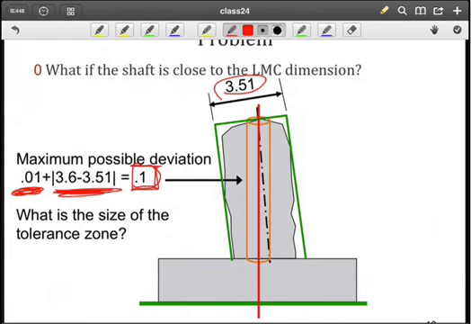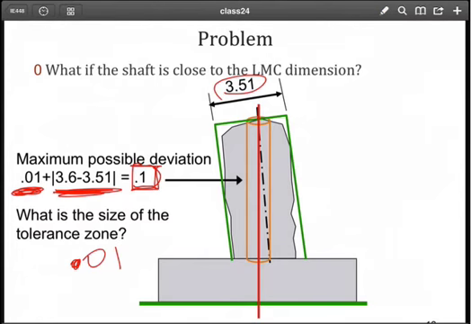But what is the actual size of the tolerance zone? That would be 0.01. So by creating a gauge in that fashion, we've actually biased our result, and we would be accepting more parts, but of course they would have problems when we actually try to assemble them with other parts. So that is a definite problem.